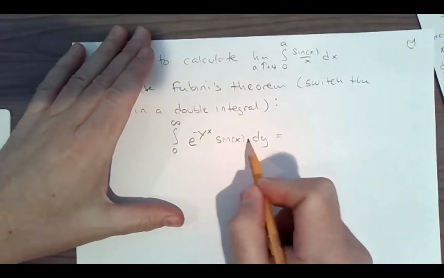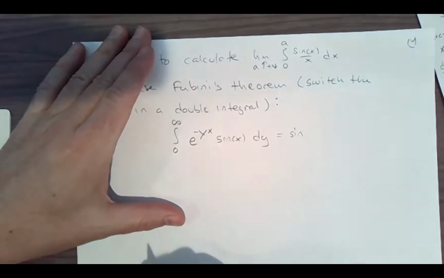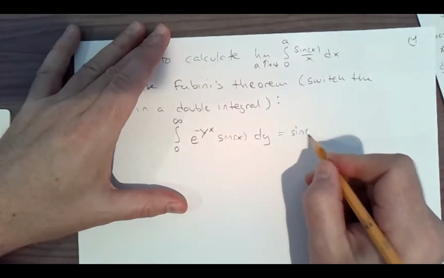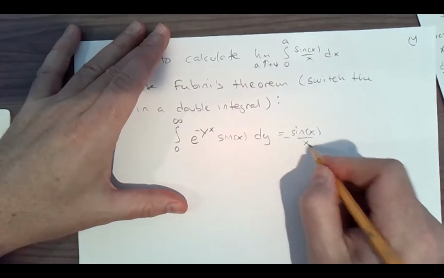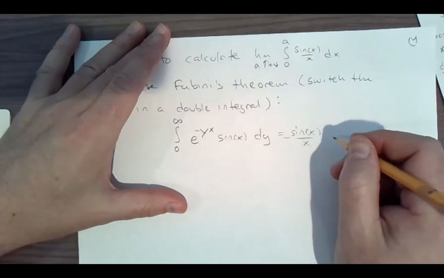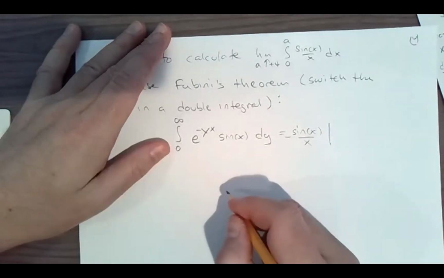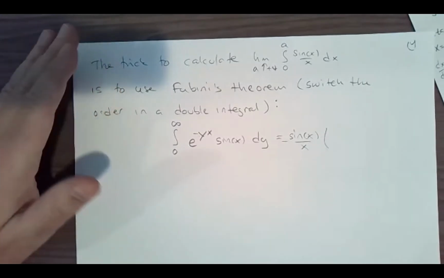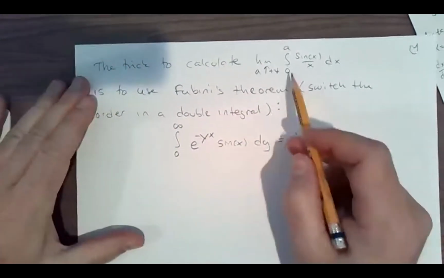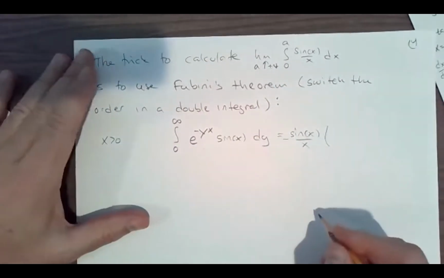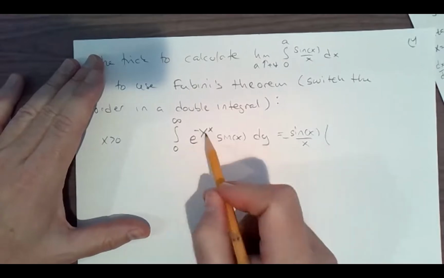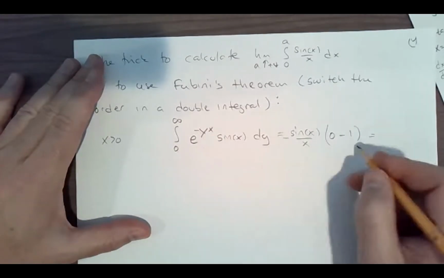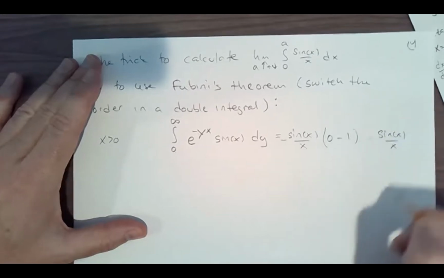First of all, there's no y dependence on the sine, so that sine can go outside. I need to integrate with respect to the y variable. I'll get minus, and then have to divide by x. And then I'll have to plug in. x is positive, since we're integrating from 0 to infinity. When I plug in y equal to infinity, I'm going to get 0 minus, when I plug in 0, I'm going to get a 1. So this ends up being exactly sine x over x.